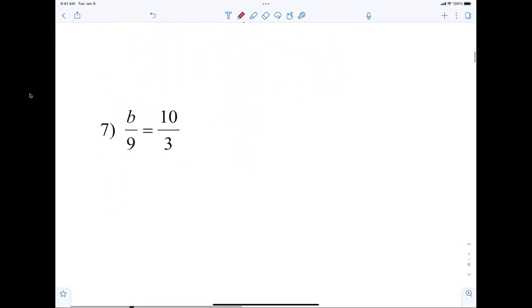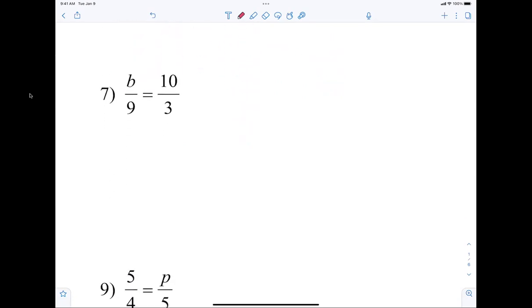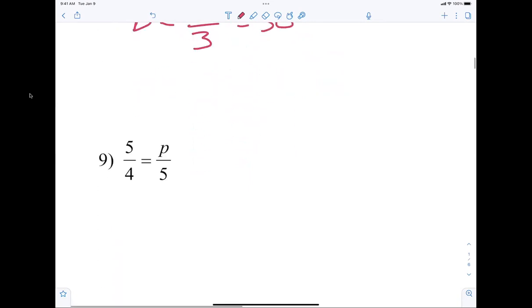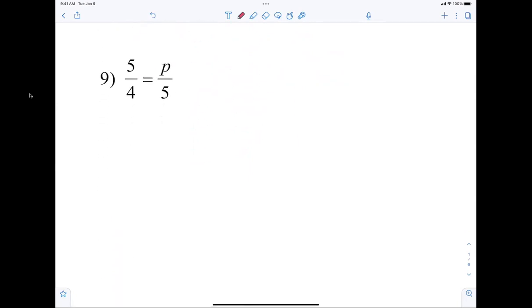So now on number 7, of course, now we can say b equals 90 divided by 3. And of course, we don't even write that. We just say 30. That's perfect. Anybody have any issues? All right, number 9, cross multiplying and dividing. P equals 25/4. It's easy. I told you, very easy.